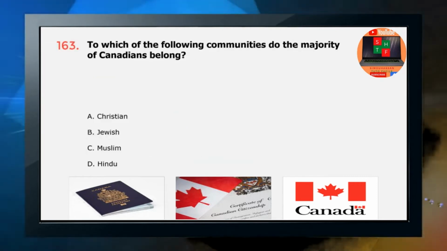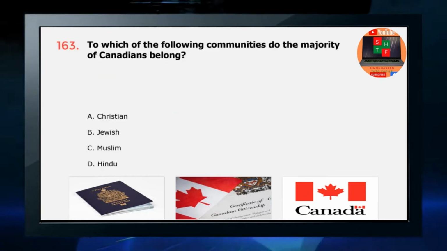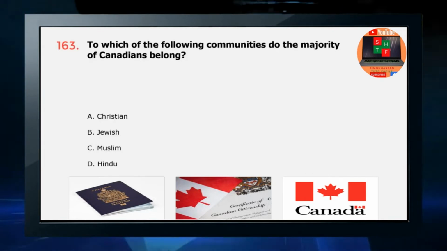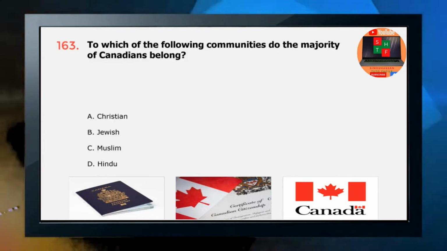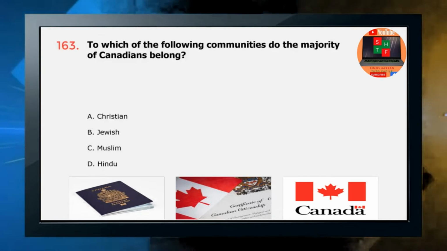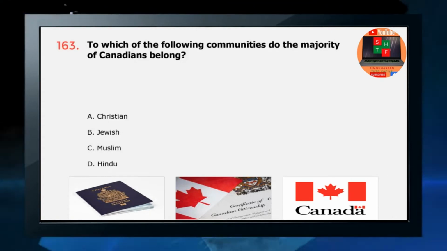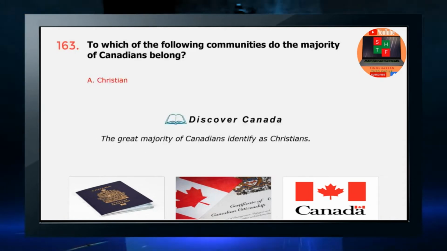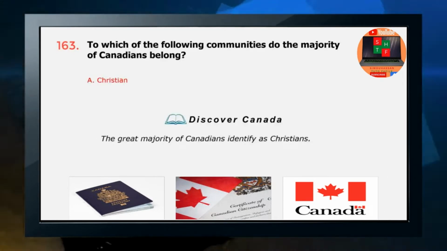Question 163. To which of the following communities do the majority of Canadians belong? A. Christian. B. Jewish. C. Muslim. D. Hindu. The answer is A. Christian.